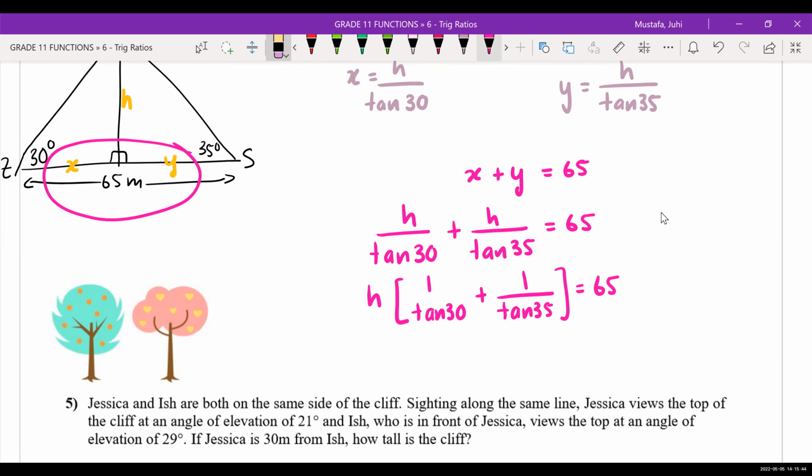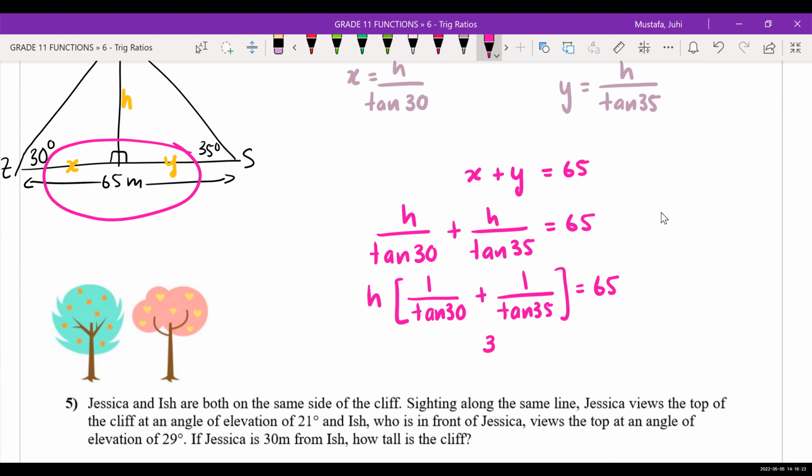Okay, now honestly, the hardest part about this is going to be the calculation. So on your calculator, what you're going to do is go bracket 1 divided by tan 30, close bracket, plus bracket 1 divided by tan 35, close bracket, and then equal sign. So I'll repeat that again. Bracket 1 divided by tan 30, close bracket, plus bracket 1 divided by tan 35, close bracket. What do you guys get when you do that?